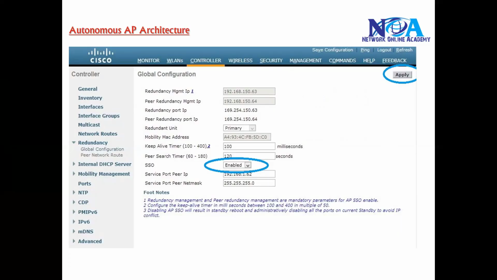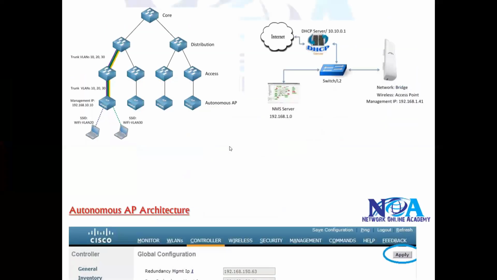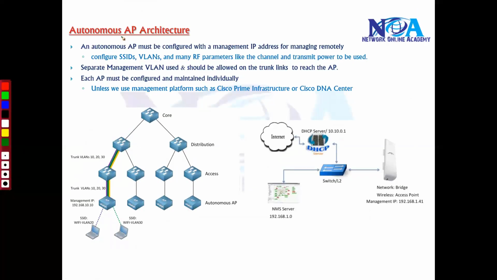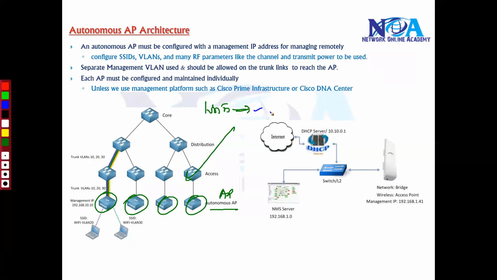So this has to be done individually for each and every access point, because in the autonomous architecture, each and every access point is managed individually. So you need to log into each and every access point, and you have to configure all the parameters, whatever I discussed just now, separately. So all the access points must be configured and managed individually. You need to log in.